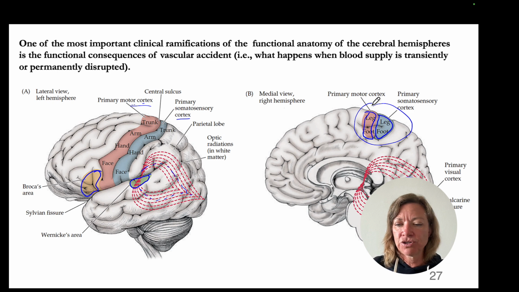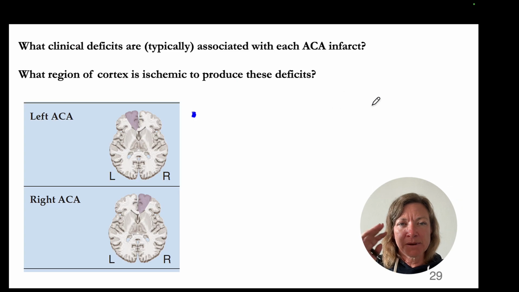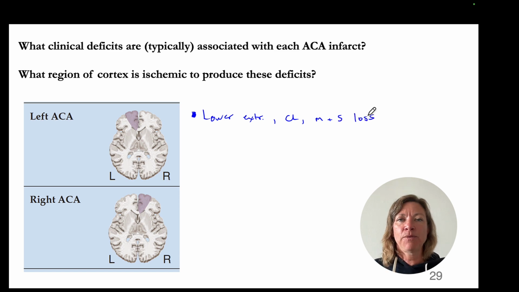So that paracentral lobule. And so I'm thinking about lower extremity, which is hard to write, contralateral motor and sensory loss. And that would be the first thing that would come to my mind. And right ACA, of course, just the opposite scenario.